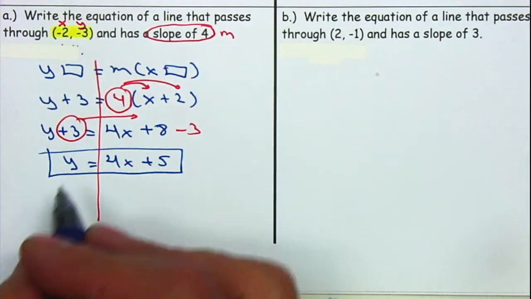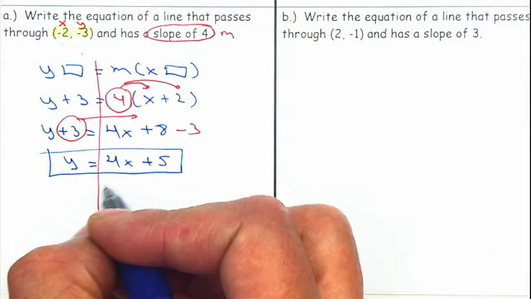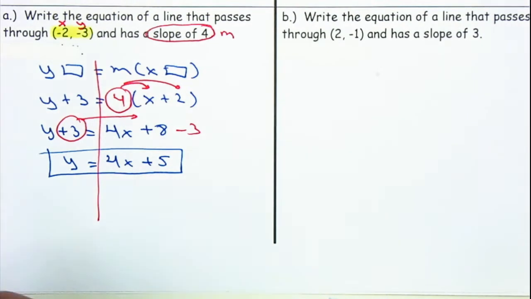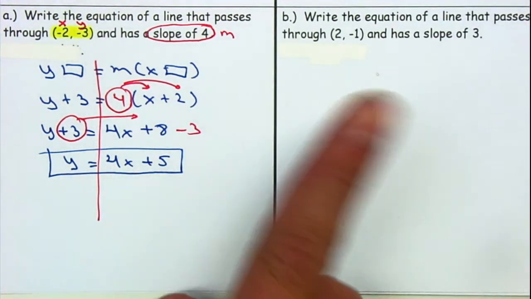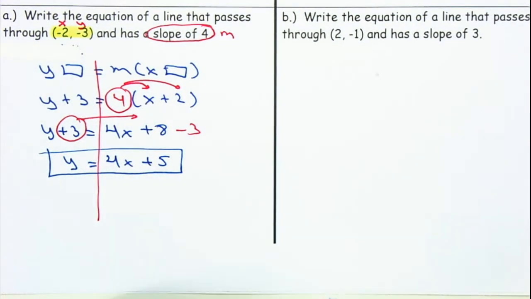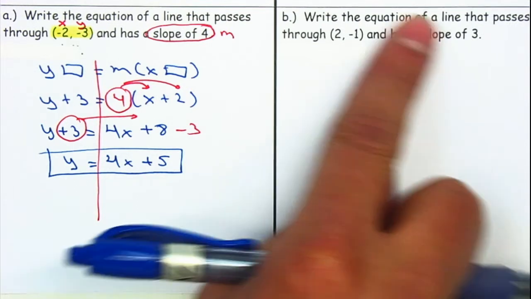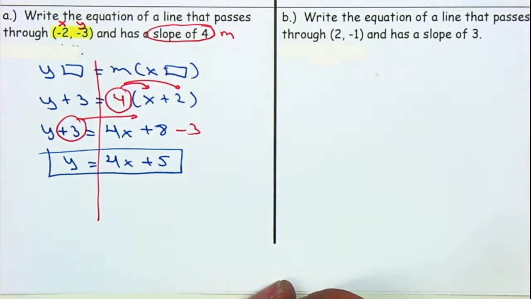So my equation is y = 4x + 5. It has a slope of 4, and if I graph it, it's going to cross the point (-2, -3). But don't worry about graphing it for now, it should be fine. Let's go to letter B. Now pause it. See if you guys can work it out by yourselves, and then you can check your answer. Go and pause it.